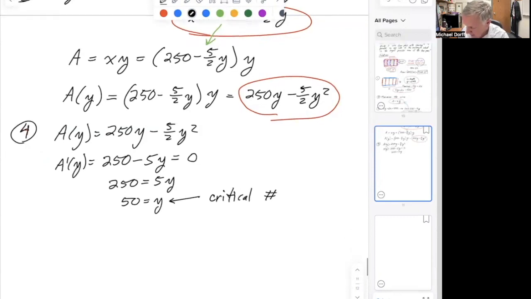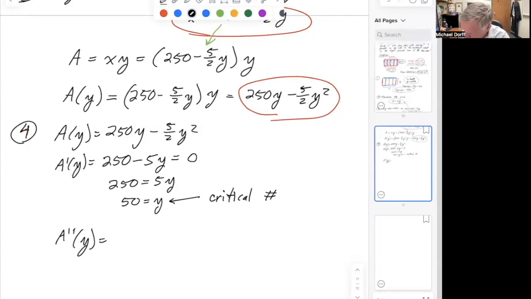Only one I have here. And now I want to see whether I can guarantee that it's a maximum. That's what I'm trying to find. So I'm going to use the second derivative. So what's the second derivative of the area? Well, it's the derivative of the first one.